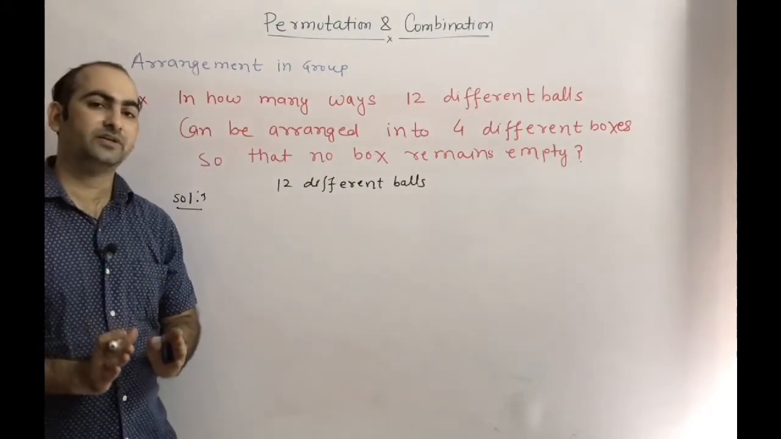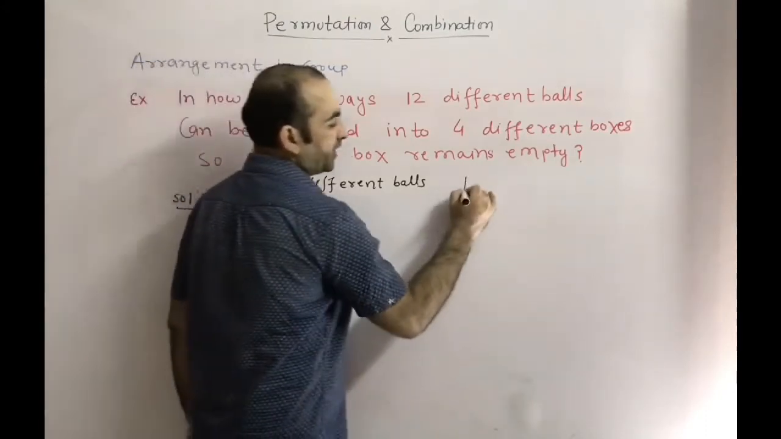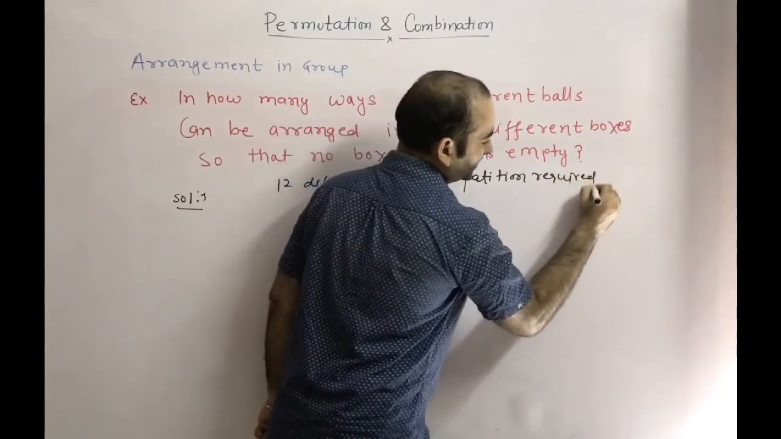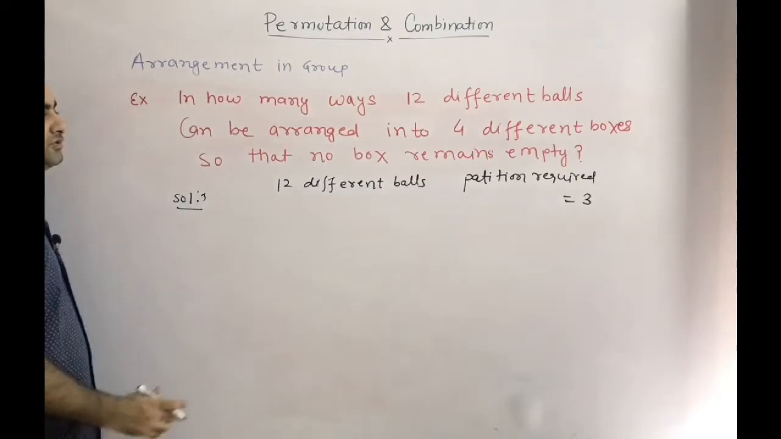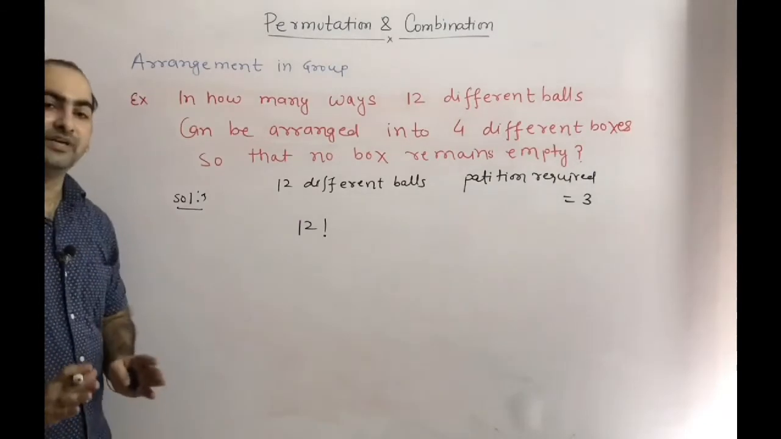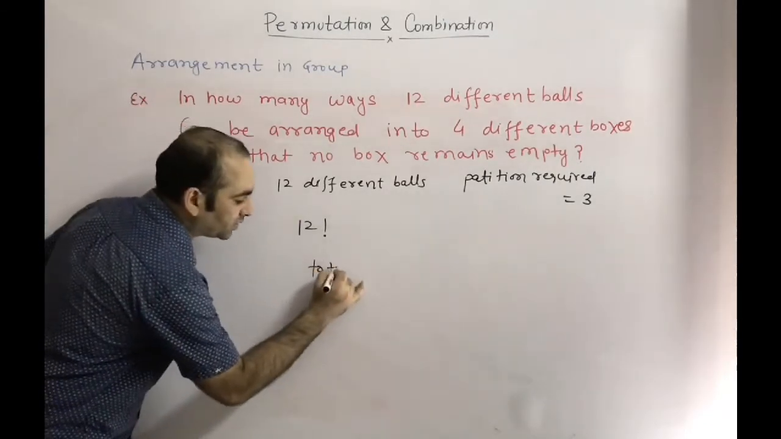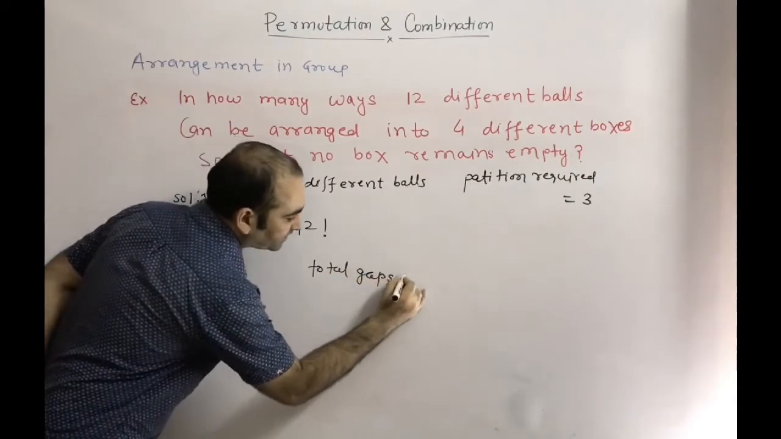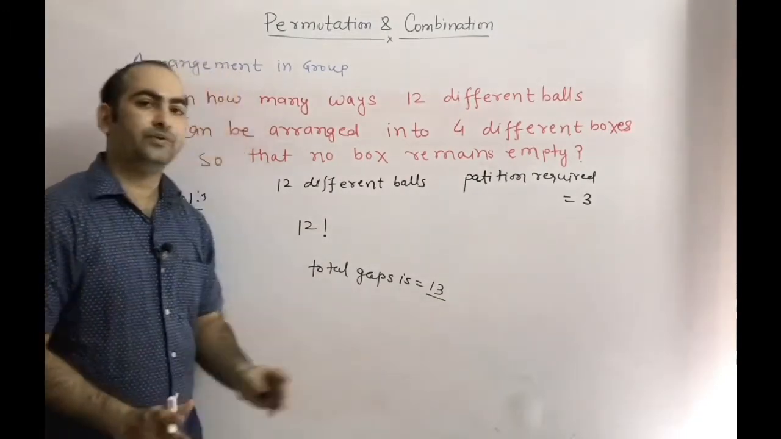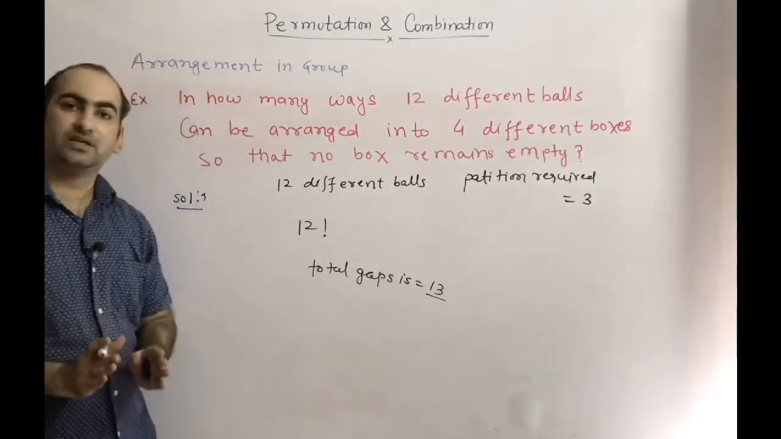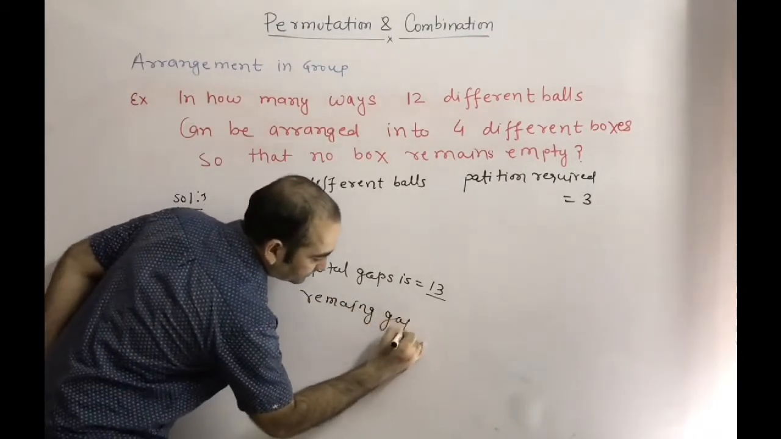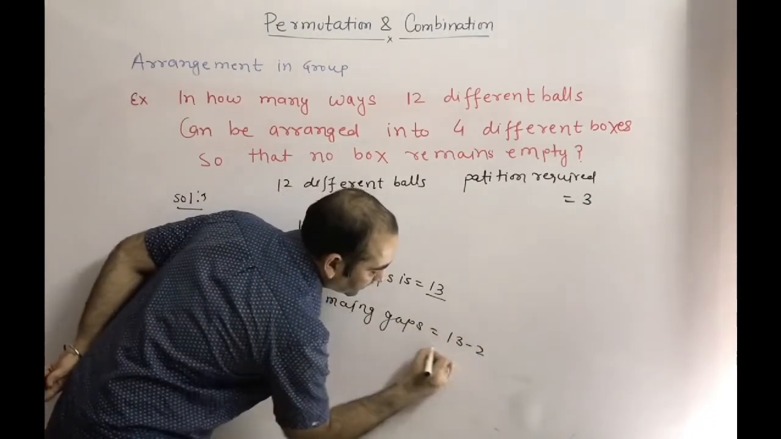So to divide these 12 different balls into 4 groups, how many partitions are required? That is 3. First you have to arrange the 12 different balls, so how many ways? 12 factorial. Between 12 different balls, how many gaps are there? The total gaps is 13. Now we have to neglect the first and last gaps. So the remaining gaps is 13 minus 2, that is 11.